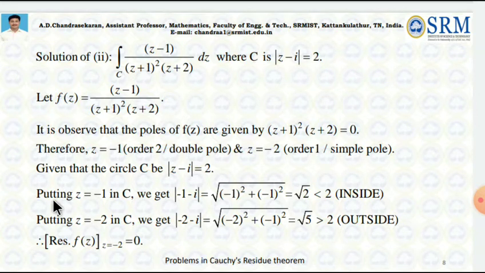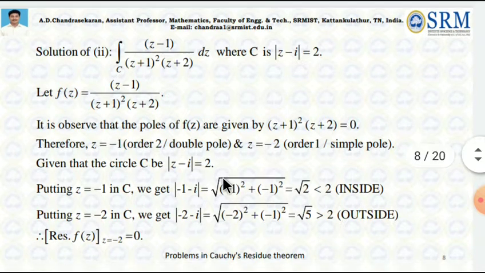Let us substitute z equal to minus 1 in C. So I found |-1 - i|. What is the modulus of a complex variable? It is the sum of the squares of the real and imaginary parts under the square root. So the same idea: square root of (-1) squared plus (-1) squared is square root of 2, which is 1.414. So it is strictly less than 2. So it lies inside.